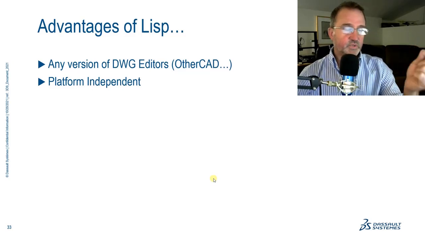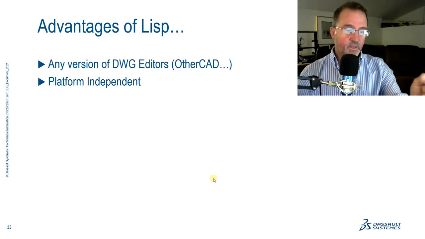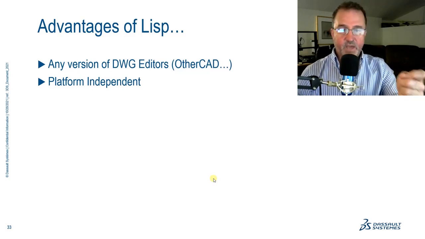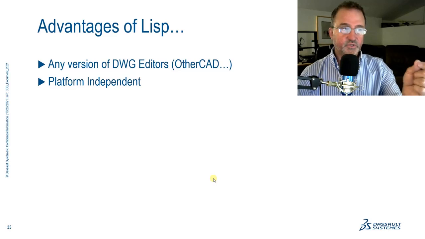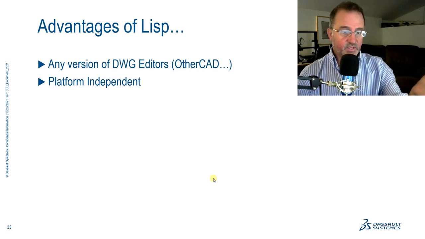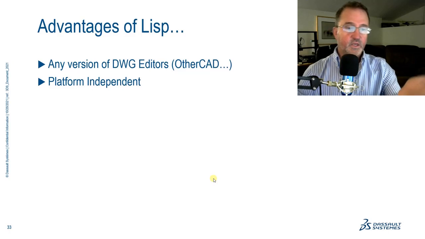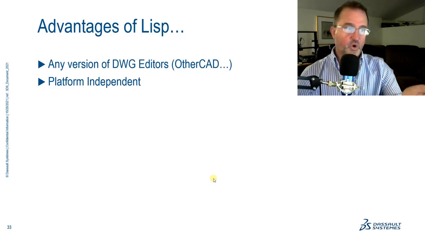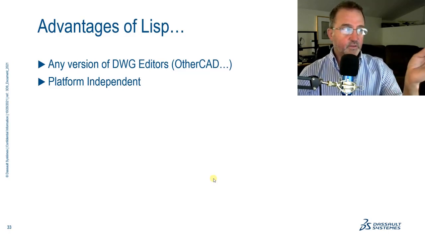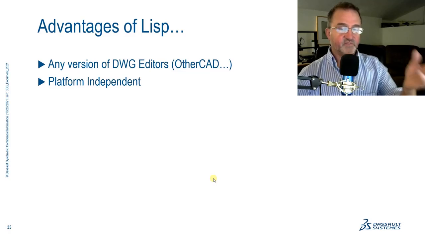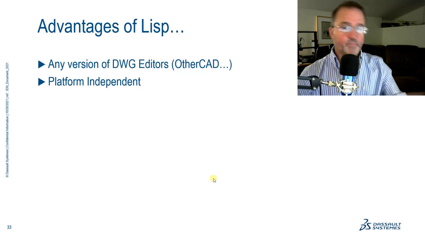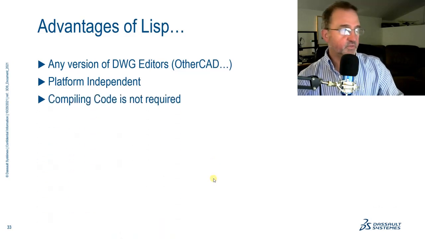The other thing with Lisp is that it's platform independent, which means it does not matter what version of Windows this Lisp routine was written for. In fact, I've written things a couple decades ago on completely different platforms that work very well today in Windows 10 in DraftSight without a problem. And so you don't have to worry about writing something for a specific version of a certain operating system. Doesn't come into play with Lisp.